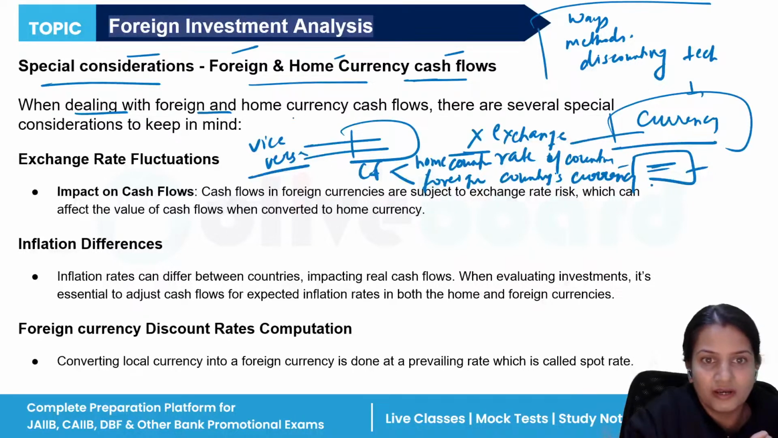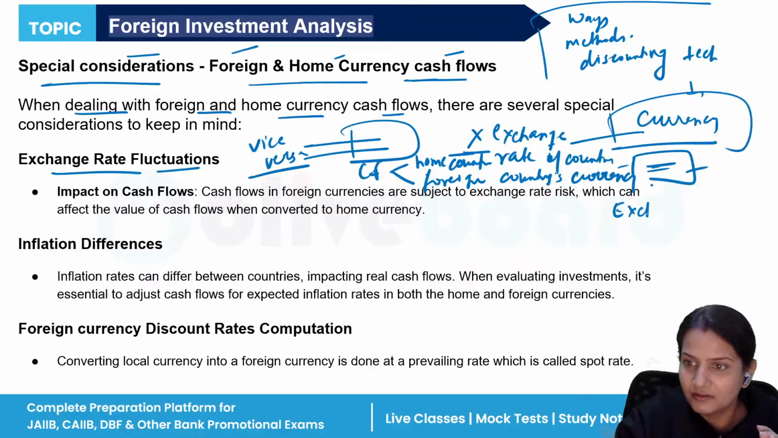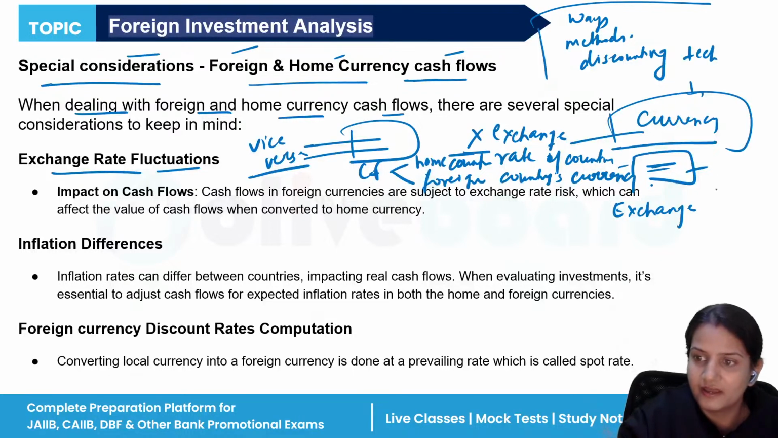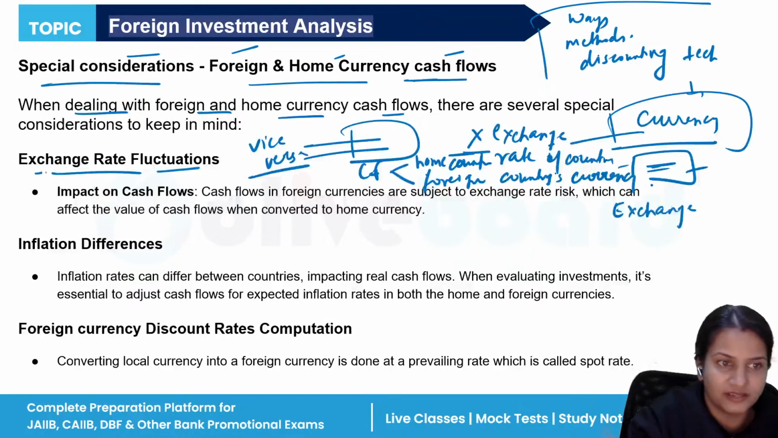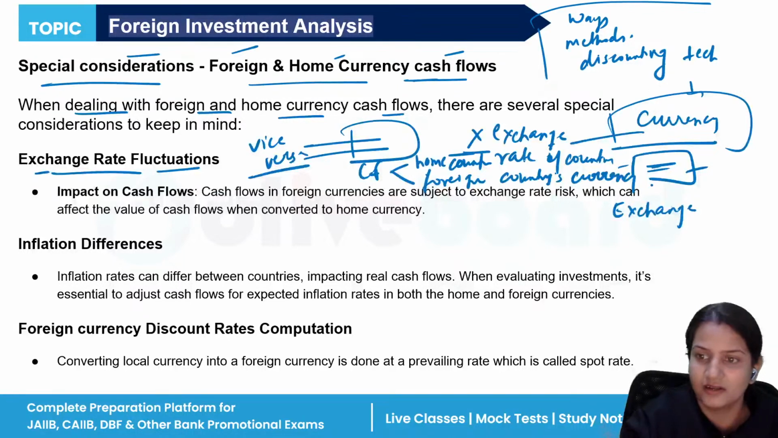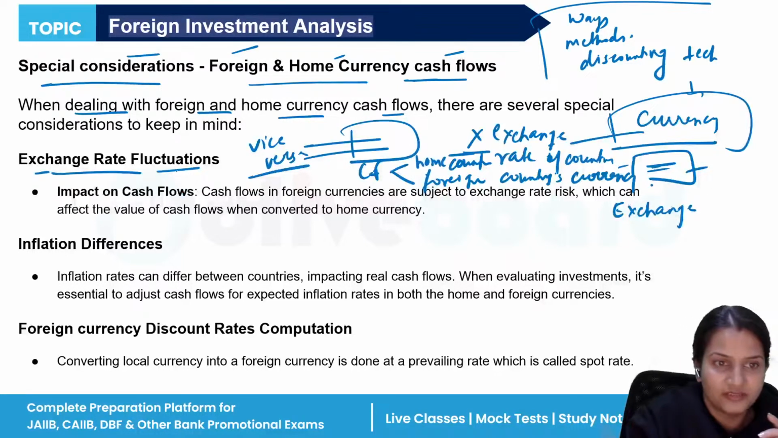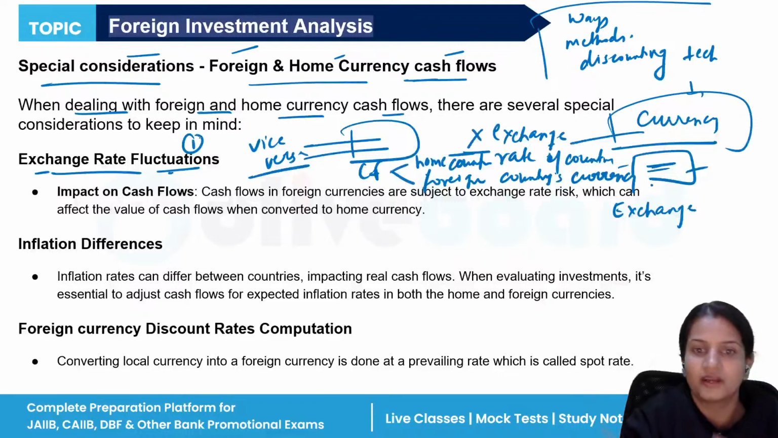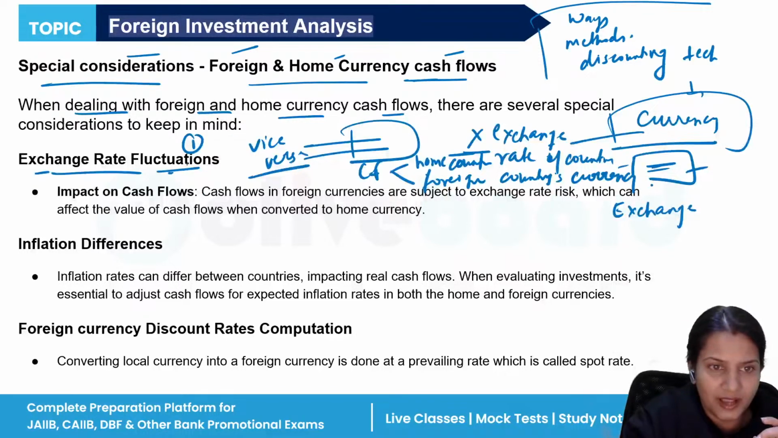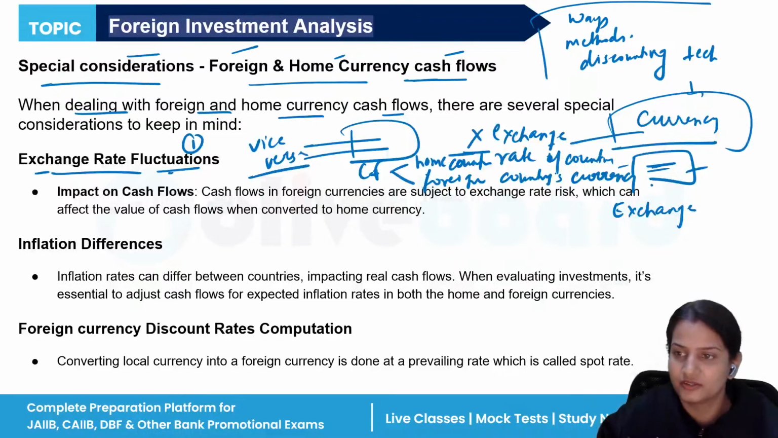When dealing with foreign and home currency cash flows, there are several considerations that we have to keep in mind. The first is exchange rate fluctuation. Yes, definitely. In our country, every day, every week, every month, there are fluctuations happening. So definitely the exchange rate will also fluctuate in our country as well as in their country. So exchange rate fluctuation is the first point that we have to keep in mind. And with this exchange rate fluctuation, your cash flow will also change. There will be an impact on your cash flows.